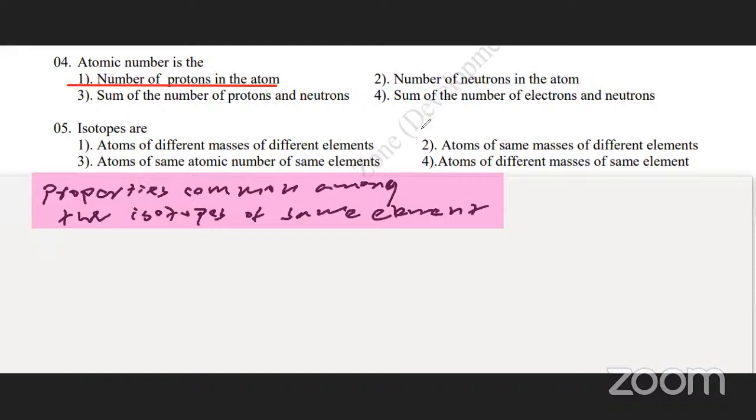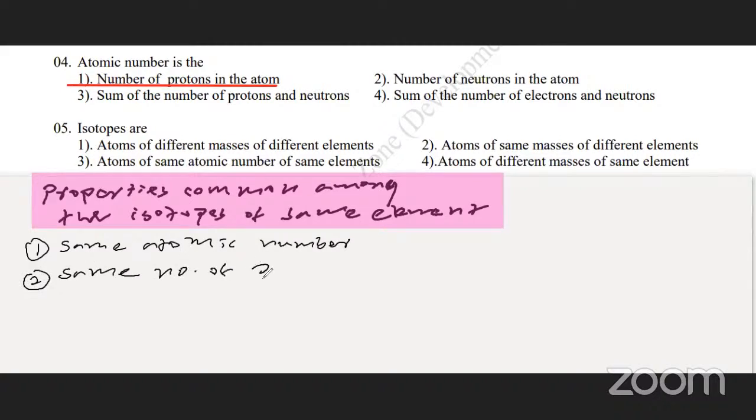The things to know about, that means you have to improve your theory knowledge. With each MCQ, you have to recall your previous theory knowledge. Properties common among the isotopes of the same element: number 1, same atomic number. Number 2, same number of protons.